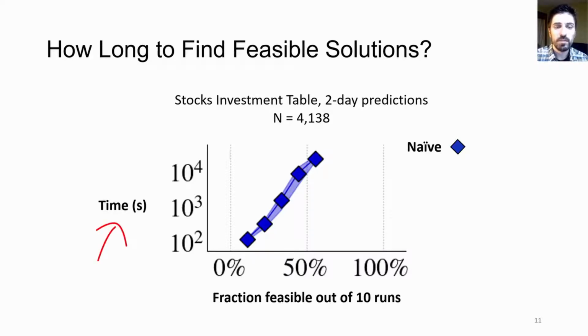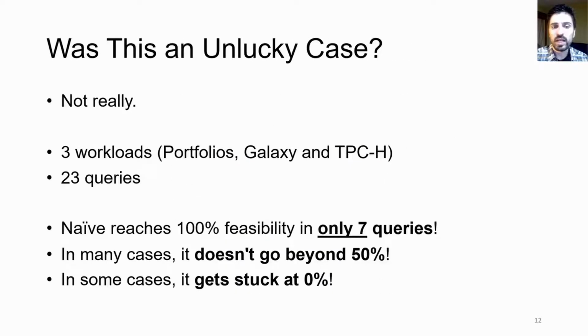As naive progresses, it has a higher success rate in finding feasible solutions. Here I'm plotting the time it takes to reach a higher and higher fraction of feasible solutions when we run naive multiple times by simply changing the initial random seed for each run. As you can see in this example, naive never reaches 100% success rate. It gets stuck around 60%, meaning that if you run naive 10 times, only 6 of those runs will yield a feasible solution. The time to reach this unsatisfactory result is also very high, about 4 hours, for a table with only 4,000 tuples. Is this an unlucky case?